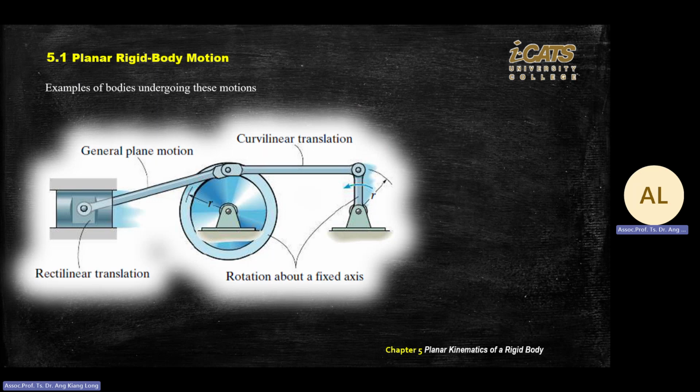So these are the examples. As you can see here, on the left, the piston can only move in one direction. So it's called rectilinear translation. And in the center here, this ring can only rotate about one fixed axis. It's called rotational planar motion.